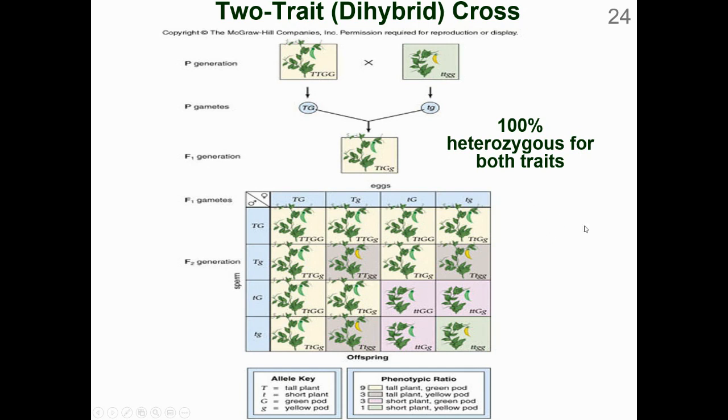So just like with the monohybrid cross, our F2 generation phenotype ratio was always 3 to 1 if we crossed pure breeding in the parent, or if we crossed the heterozygotes, we always got 3 to 1. With a dihybrid cross, if the parents are pure breeding, the F1 is always 100% for the heterozygote. When we cross the heterozygotes, we get 16 possible outcomes, always with a 9 to 3 to 3 to 1 phenotype ratio.